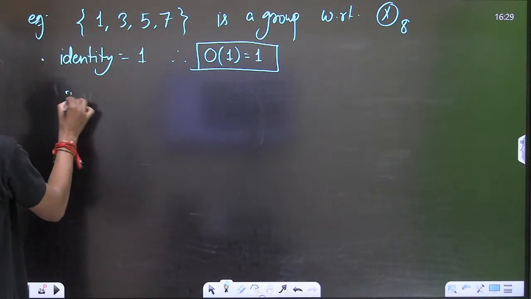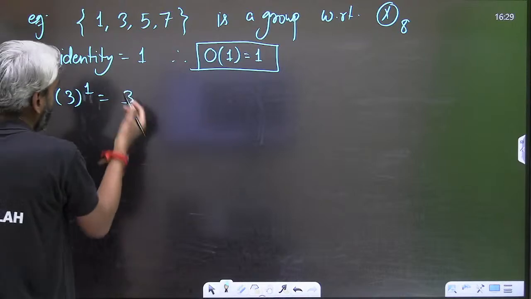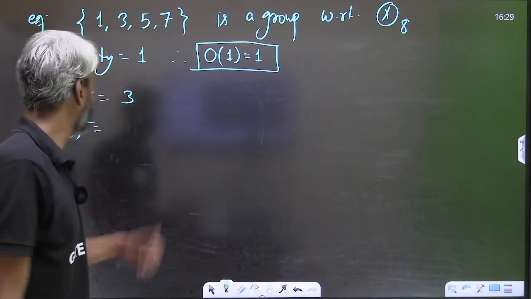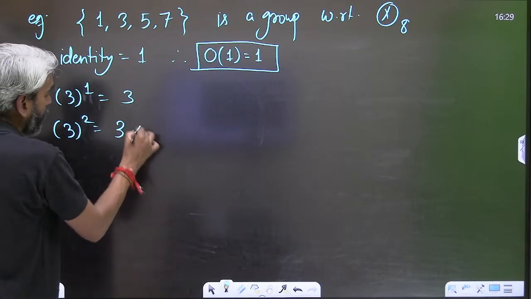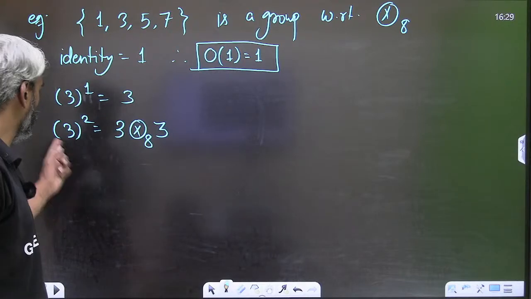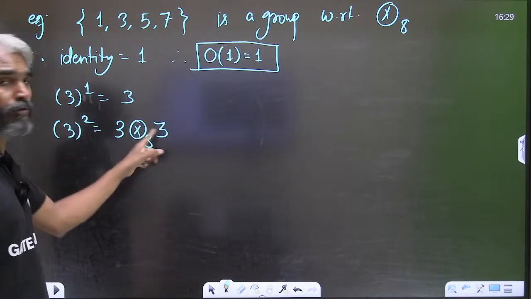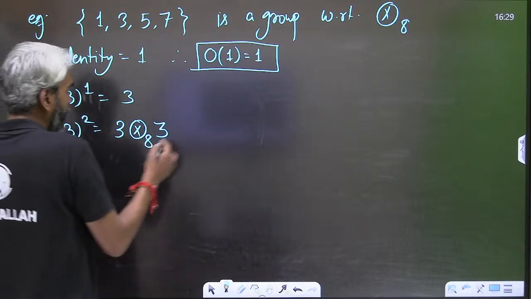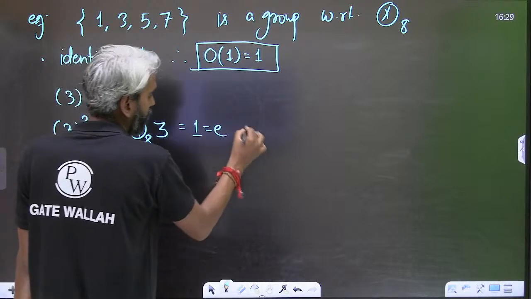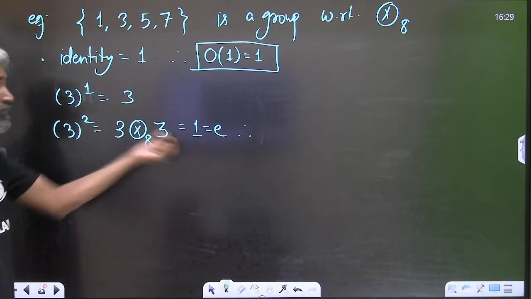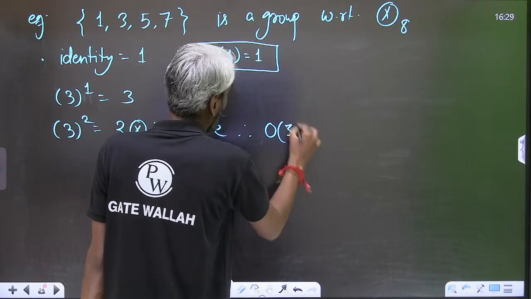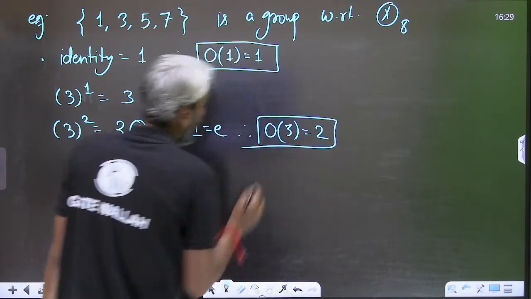Now let's look at 3. So 3 raised power 1 will be nothing but 3. But if I say 3 square, what do we mean by 3 square? The operation is multiplication modulo 8, so we perform the operation on two 3s: 3 multiplication modulo 8 with 3. So what is the result? 3 threes are 9, divided by 8, remainder 1, which is the identity element. So for what power of 3 are we getting the identity element? For power 2 of 3 we are getting the identity element. Therefore order of 3 will be 2.